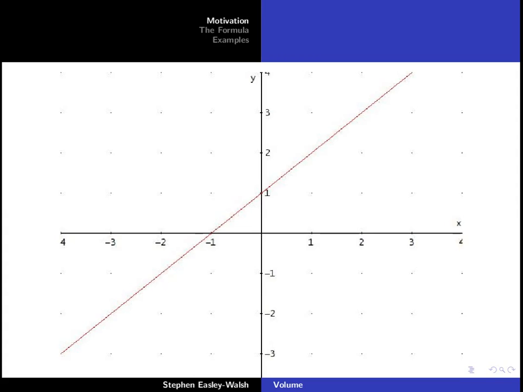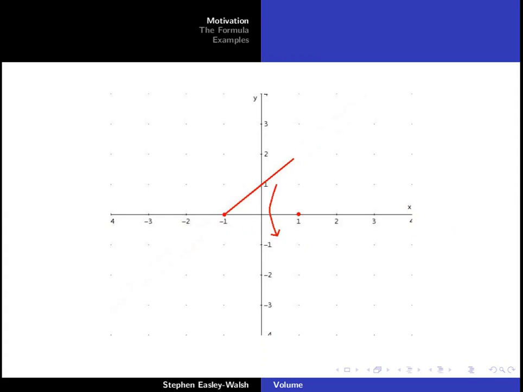Consider for a moment the line shown on the graph. Let's look at a segment of it from -1 to 1. If we imagine this line in 3 dimensions, we can rotate this around the x-axis, and the shape that is made is a cone.